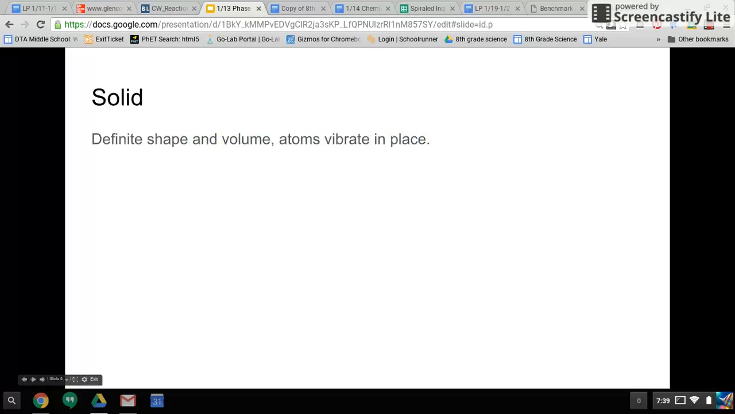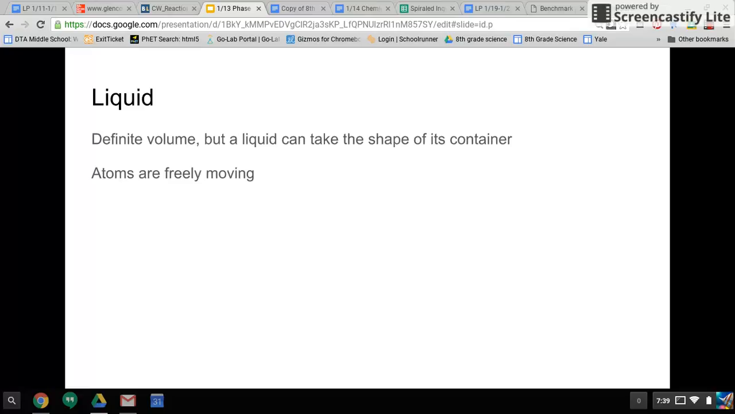So solid, like we said, has a definite shape and volume, and the atoms vibrate in place. The liquid has a definite volume, but it can take the shape of its container. These atoms are moving around freely. And the gas has no definite volume or shape, and the atoms are really far apart, and they're moving very quickly.